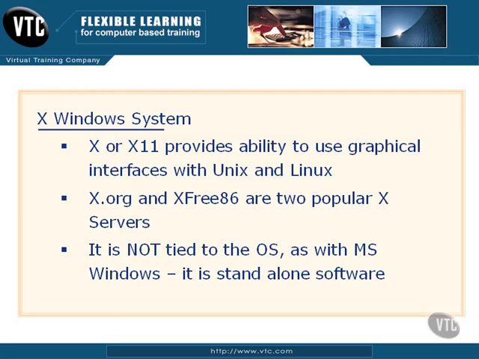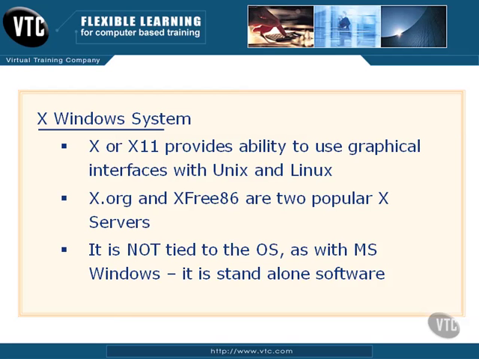So on a server, such as what we might use FreeBSD for, or Solaris, you might not see a lot of graphical user interface, but you might see those on a typical desktop where you're running email and word processing and spreadsheets and listening to music and so forth. Let's talk about X Windows for a little bit. X Windows provides the ability to use these graphical user interfaces with Unix and Linux.